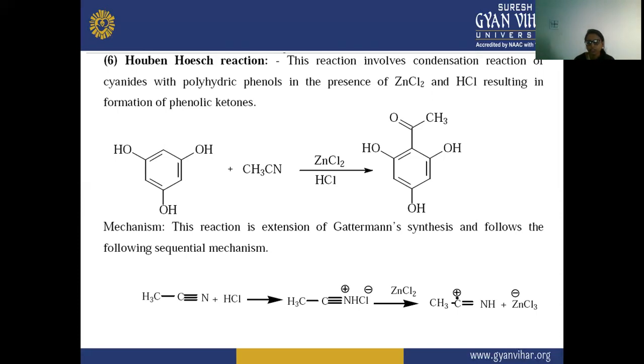This reaction is an extension of the Gattermann synthesis, and it follows the following sequential mechanism. So this is your triple bond, this is your methyl cyanide, and it is reacting with HCl. There is a formation of the salt, and again we are reacting in the presence of zinc chloride. There is a formation of CH3C double bond NH plus ZnCl3.